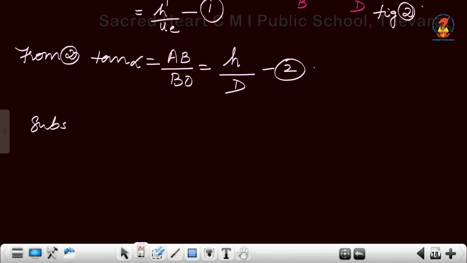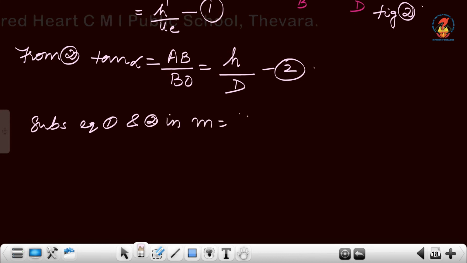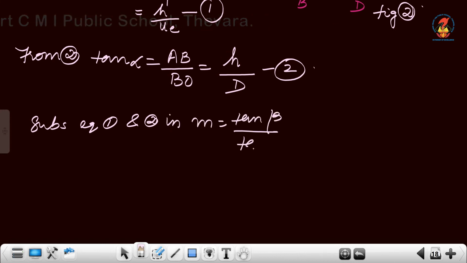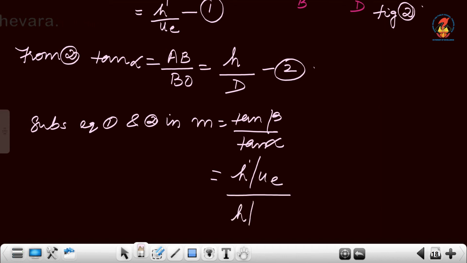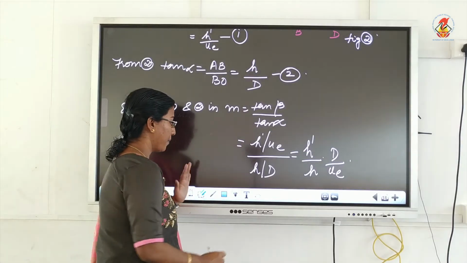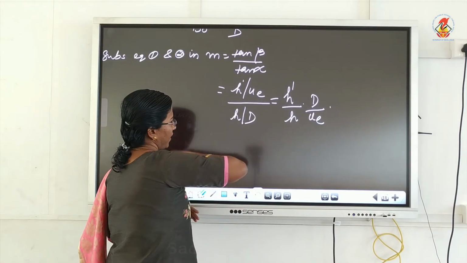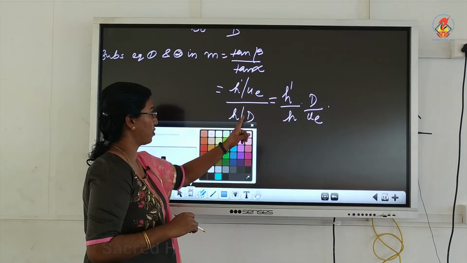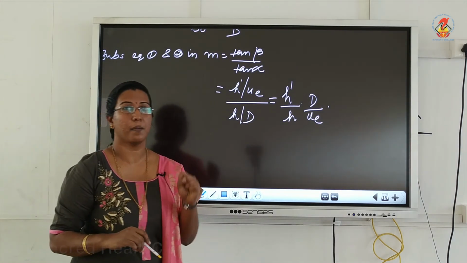Substituting equation 1 and 2 in M is equal to tan beta by tan alpha, we get H dash by UE divided by H by D. On rearranging this, we get H dash by H into D divided by UE. Now H dash by H, you are familiar with that equation. What is H dash by H? It's actually the magnification equation.